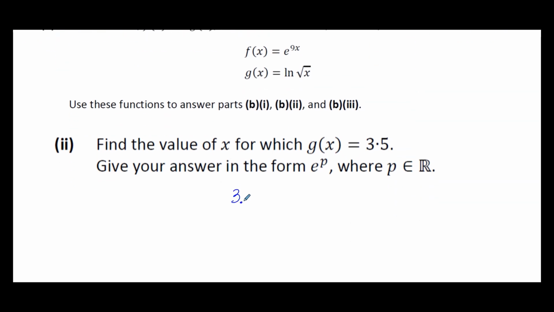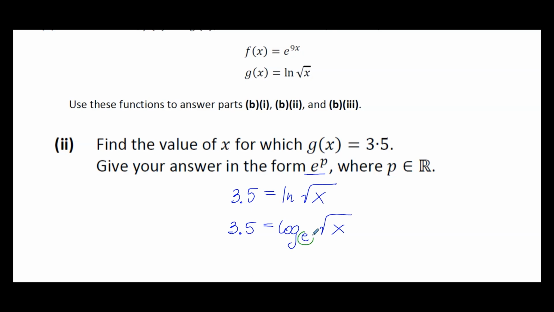So 3.5 is equal to ln square root of x. And then I have to find the value of x and give my answer in a very specific form. So how do I do that? Well, let's change ln to log base e. The reason why we are changing it is because then we can identify clearly all our elements, isn't it?